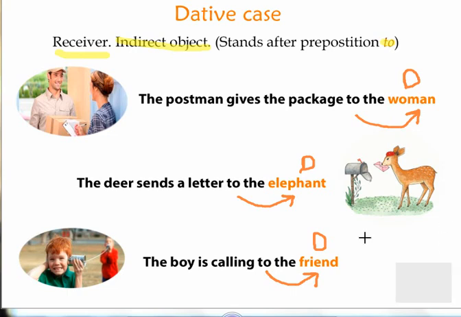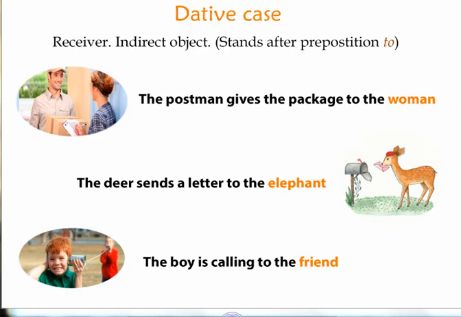In Russian, we translate dative case like дательный. It goes from the verb дать to give. So, when we give something to someone, use dative case.